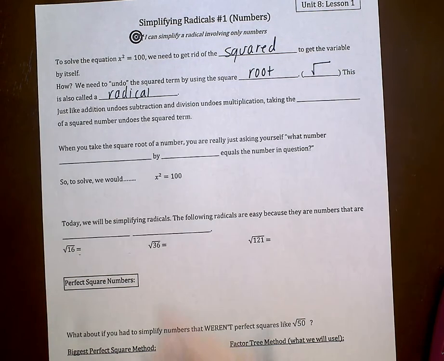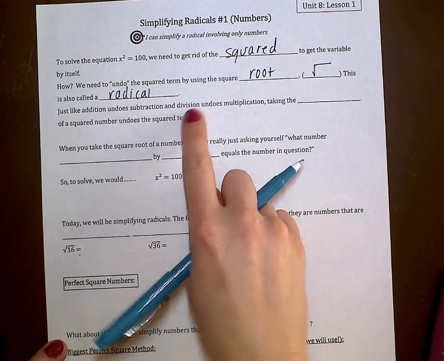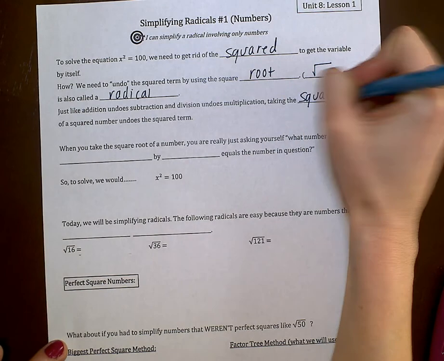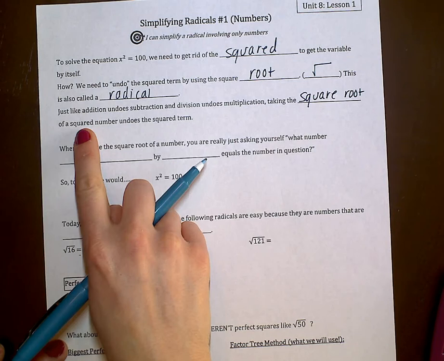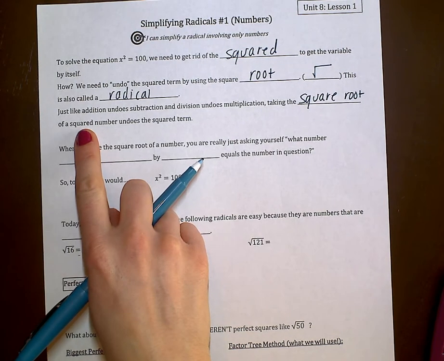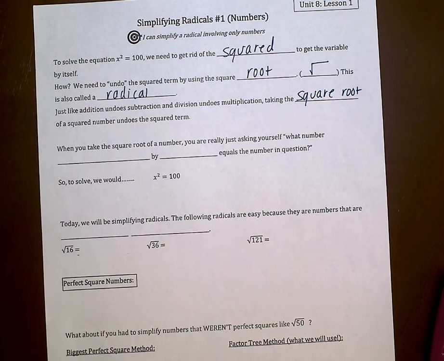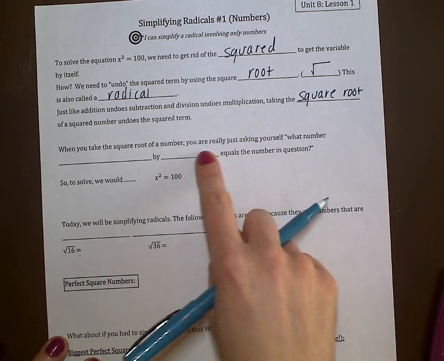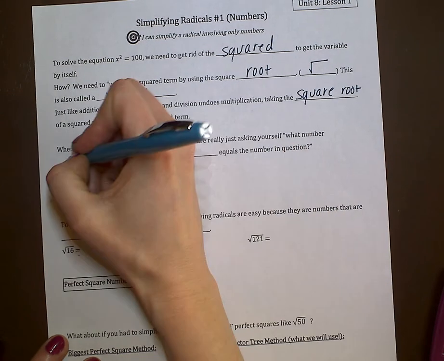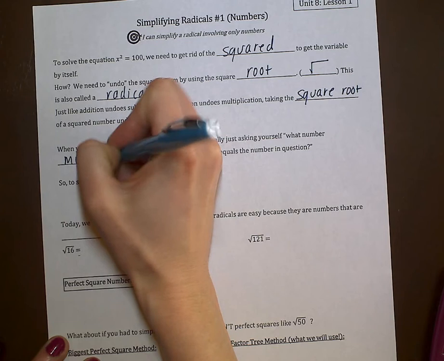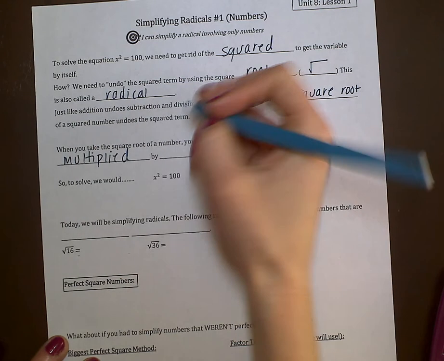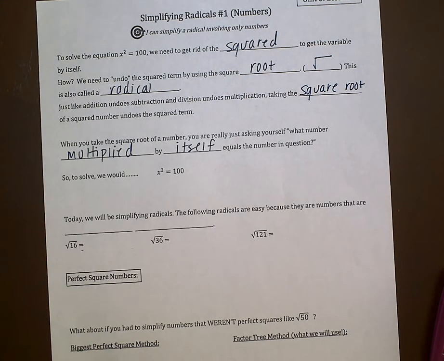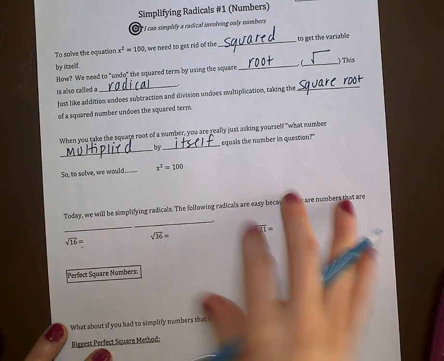Now, just like addition undoes subtraction and division undoes multiplication, realize that taking the square root of a number undoes the squared term. So square and square root are inverse operations. They undo each other, just like addition and subtraction. When you take the square root of a number, you're really just asking yourself, what number multiplied by itself equals this number that I'm talking about? That's super wordy. It's not as complicated as it sounds, so let's just break it down.